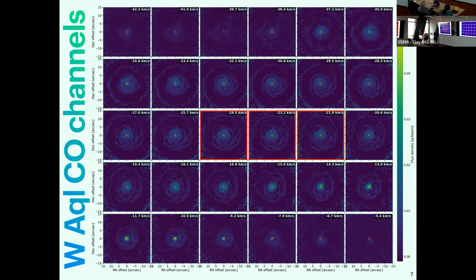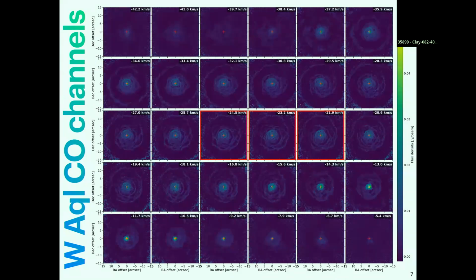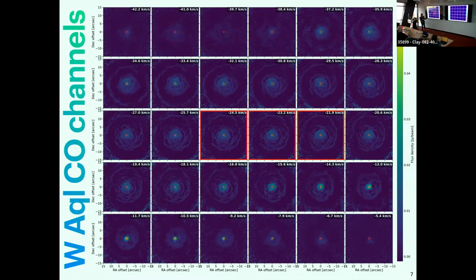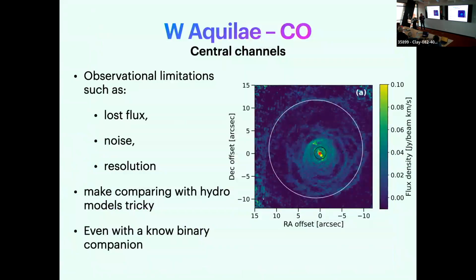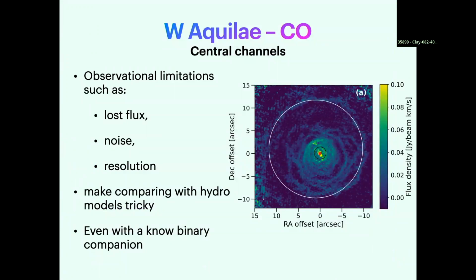How do we even begin to analyze this in terms of SPH models to understand the dynamics? The answer is we stared at it for a long time before we came to the answers I'm about to present. But to start with, I selected these 3 central channels. The stellar velocity is minus 23 kilometers per second, so the 3 closest to that, just to increase the signal to noise. And I get this sort of plot, which, to guide the eye, I have drawn some circles on.